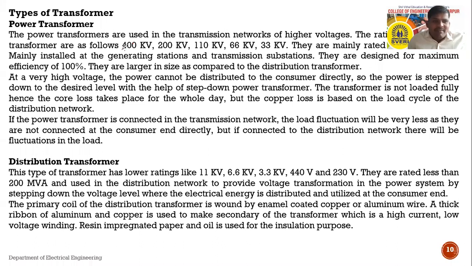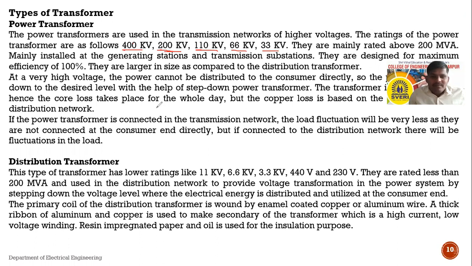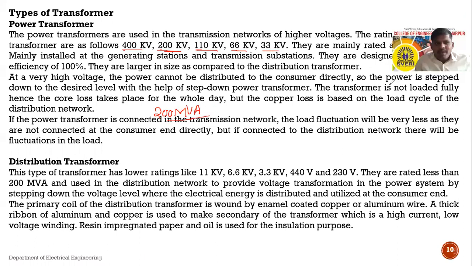So the power transformer has a rating of near about 400 kVA, having 200 kV, 110 kV, 66 kV and 33 kV. They are mainly rated about 200 MVA. So an MVA rating of about 200 MVA, that is the power transformer. Okay, and it is mainly installed at the generating station and the transmission substation. These power transformers should not be installed at the distribution station.